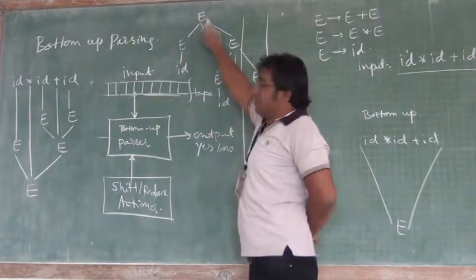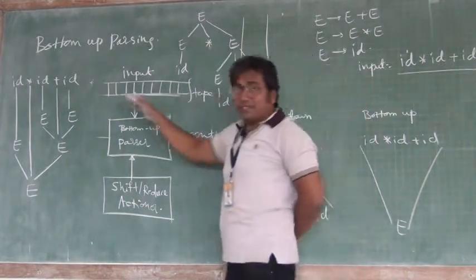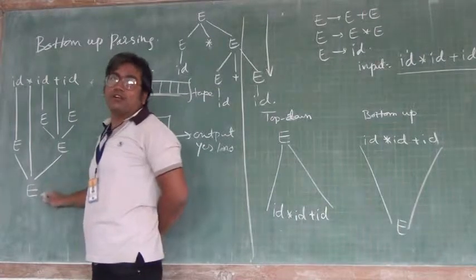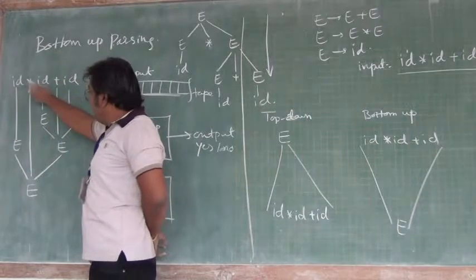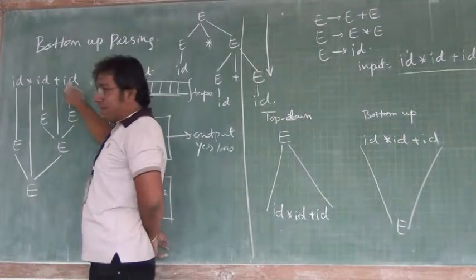I started with some start symbol, I ended up with some string. But in this case, in the bottom-up approach, I started with my string and end up with the start symbol. Here E is my start symbol. So my input is ID star ID plus ID.